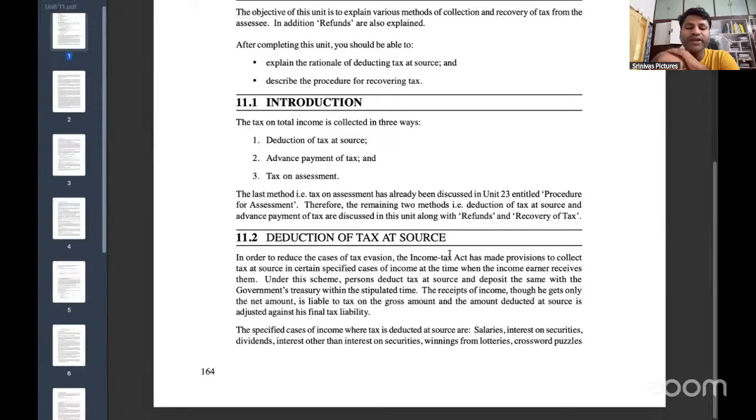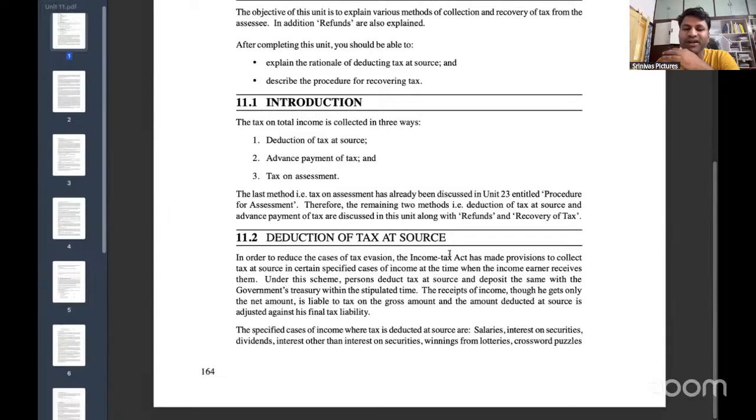In order to reduce the cases of tax evasion, the Income Tax Act has made a provision to collect tax at source in certain specified cases of income, at the time when the income earner receives it. Under the scheme, persons deduct tax at source and deposit the same with the government treasury within the stipulated time. The recipient of income gets only the net amount.